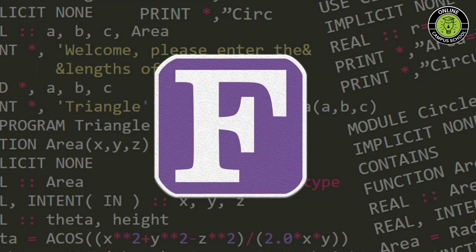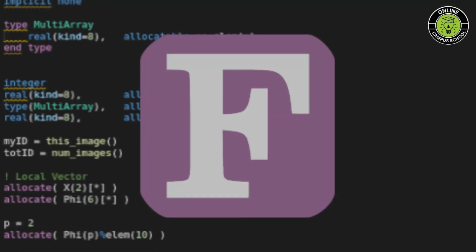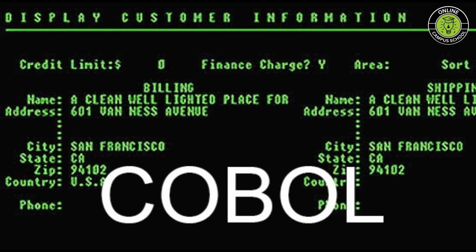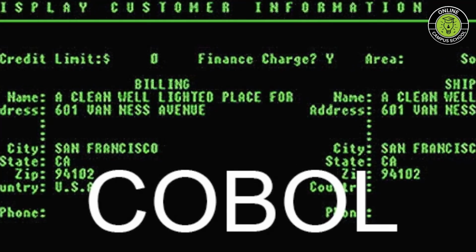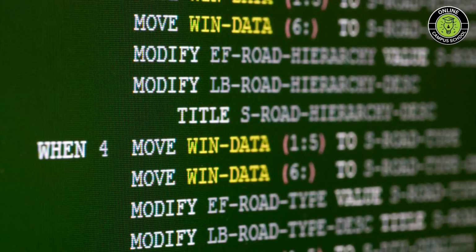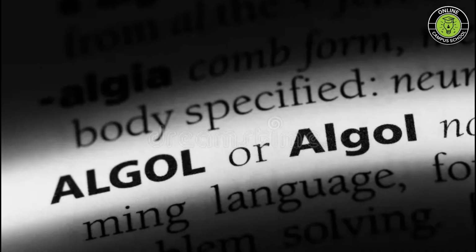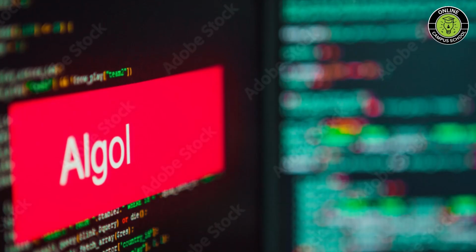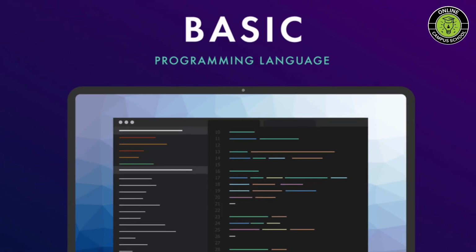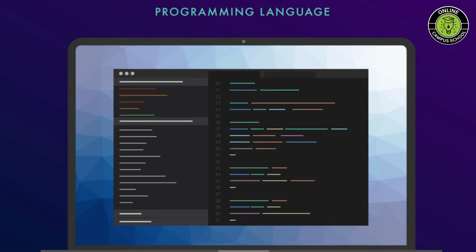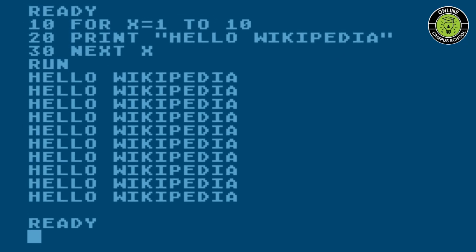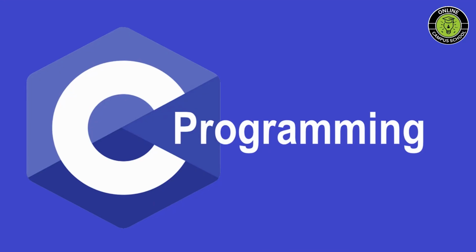Fortran. Continued to be widely used for scientific and engineering applications due to its efficient numerical computation capabilities. 2. COBOL. Remained a staple in business, finance, and administrative systems, known for its ability to handle large volumes of data processing. 3. ALGOL. Influential in academia and laid the groundwork for many future languages with its structured programming approach. 4. BASIC. Became extremely popular in education and among hobbyists due to its simplicity and ease of use, particularly on early personal computers. 5. C.